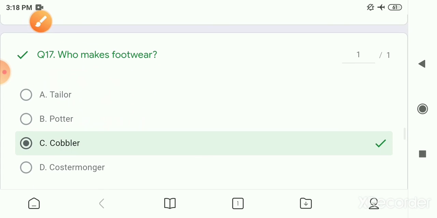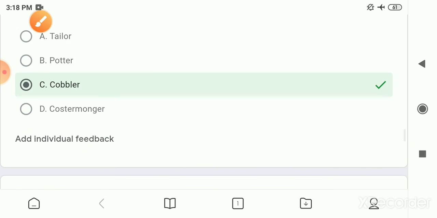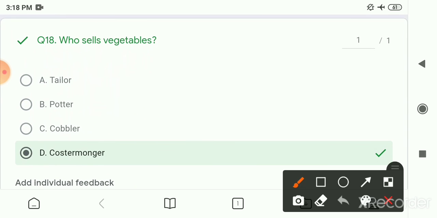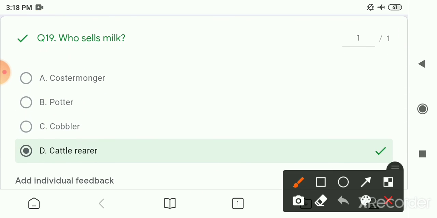Next, 17th number, who makes footwear? Options are tailor, potter, cobbler or costermonger. So here your answer is option C, that is cobbler makes the footwear. Next, 18th number, who sells vegetables? The options are tailor, potter, cobbler or costermonger. So here your answer is option D, that is costermonger. Costermonger sells the vegetables.